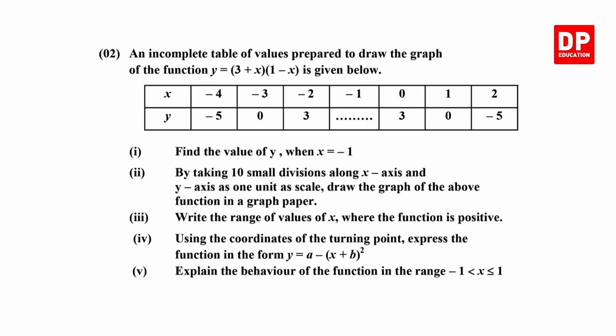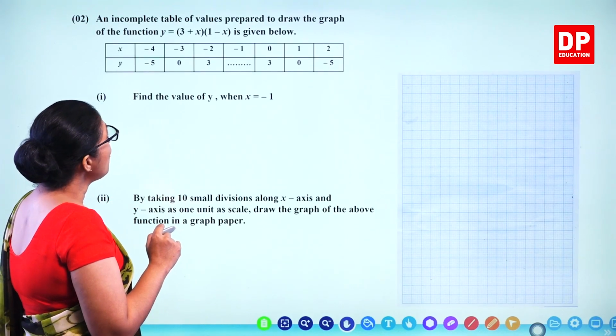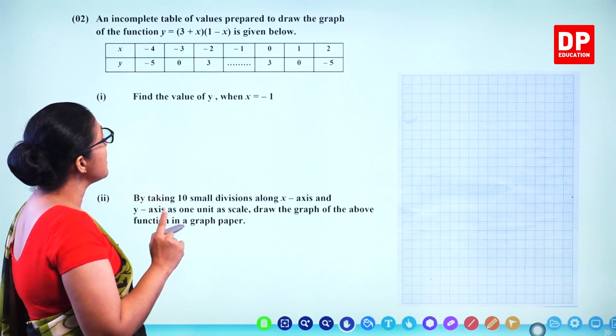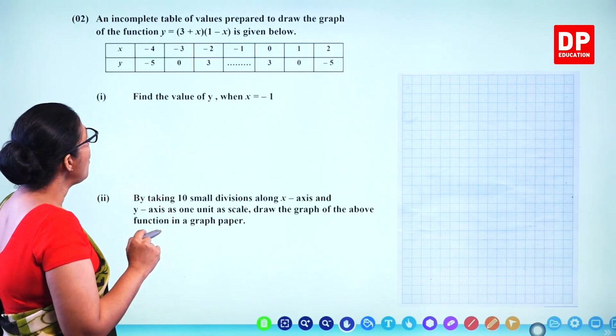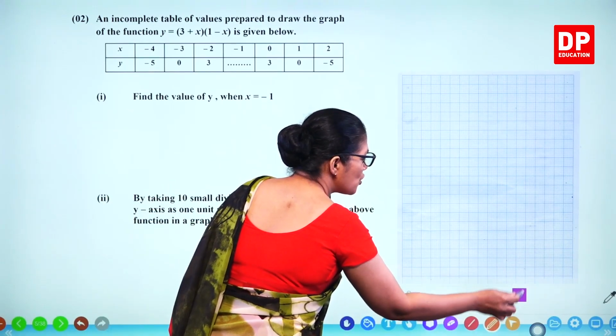Question number 2 is a graph question. First you have to find the values and then draw the graph and answer the following questions. An incomplete table of values prepared to draw the graph of the function y equals 3 plus x and 1 minus x is given below. Find the value of y when x equals minus 1. So substitute the value.